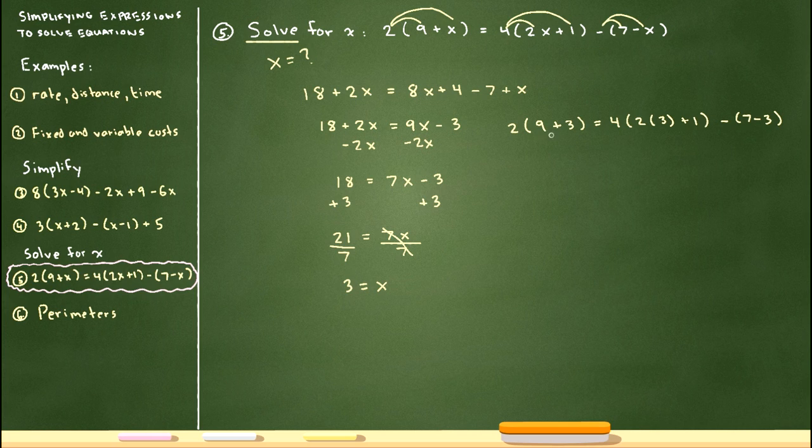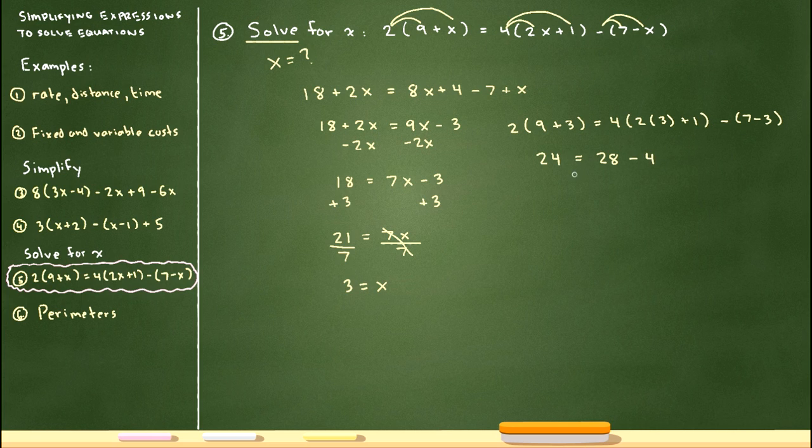Okay, well, over on the left side, following the order of operations, we would do 9 plus 3 to get 12, 12 times 2 to get 24. And over on the right, let's see. So inside this set of parentheses here, we're going to get 2 times 3 is 6, plus 1 is 7, and 4 times 7 is 28. And then we're minusing 7 minus 3 in parentheses is 4.